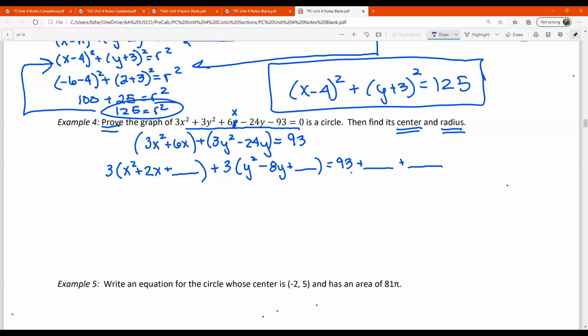So now the next step. Completing the square for my x's, you take your b value, divide by 2, and square it. So you have 1 squared, which is 1.